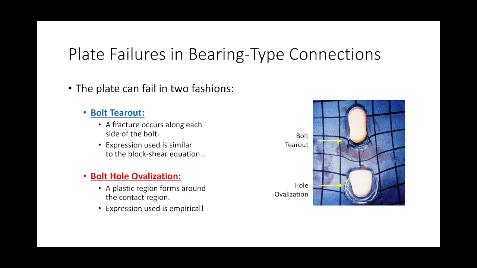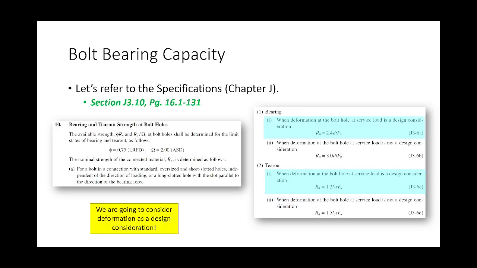The second is bolt hole ovalization. It's what happens when the bolt mashes up against the plate and it sort of mashes up and plastifies, and so you get this sort of mushed up region where the bolt hole has deformed. And so the formula that we use for this is very empirical. There's no derivation you can make for it. Now, if we go to the spec, and I'm not going to make you turn to this.